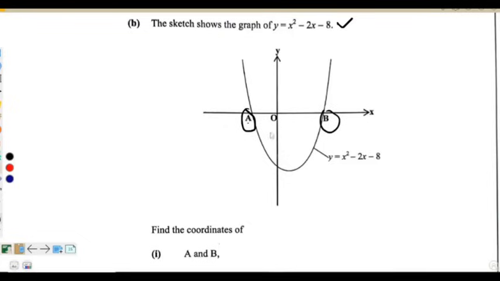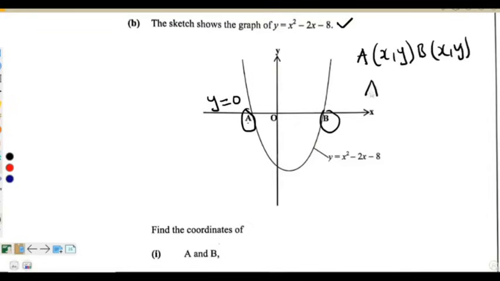First, we are going to consider that we have the x-intercepts here, so we need to substitute into the equation. Now, before we do that, this is the line y is equal to 0. So the coordinates of A are going to be in this form, x comma y. Again, for B, it's also going to be x comma y.